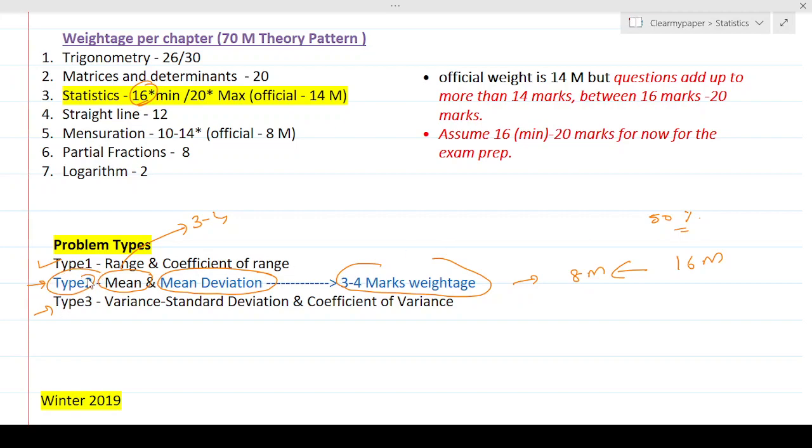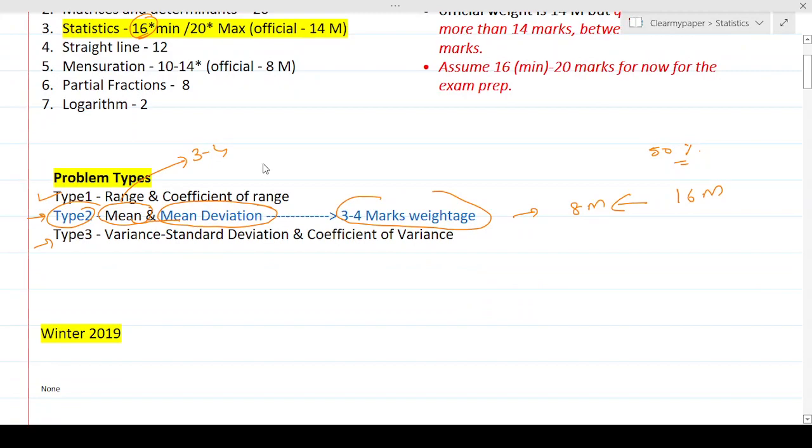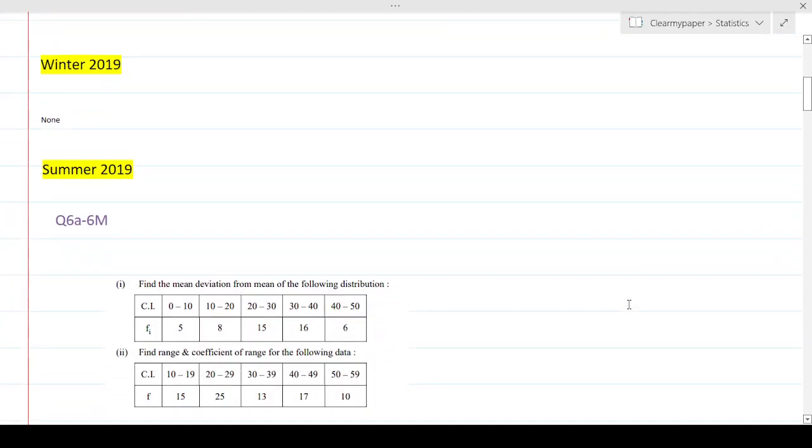So just keep that in mind, so that you cover both the aspects, and it's very easy. Once you understand mean, a lot of the concepts for mean deviation would be easier to calculate. And in terms of just the mean deviation, the purpose of this particular episode, it has come only twice in the last 4 years.